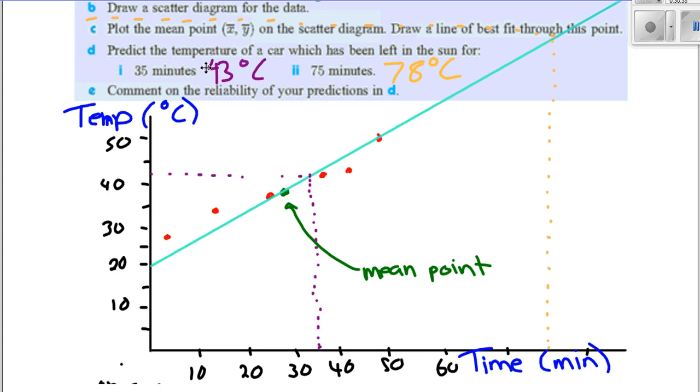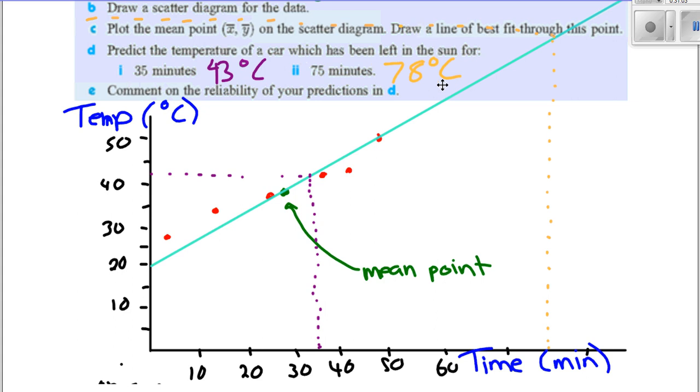Calculate 75 minutes, so 75 minutes would be way out here, so you're going to have to extend 50, 60, 70, 80. So 75, mine's a bit off, 75 would probably be here. Go up dot dot dot, go across dot dot dot, and in one case, you know, it's a bit hard to do because we didn't initially draw it that high. But roughly 78 degrees, you might have gotten something slightly different.